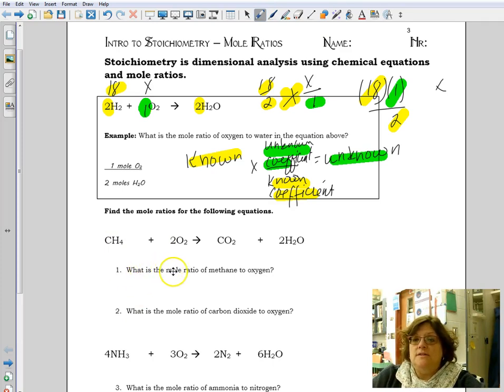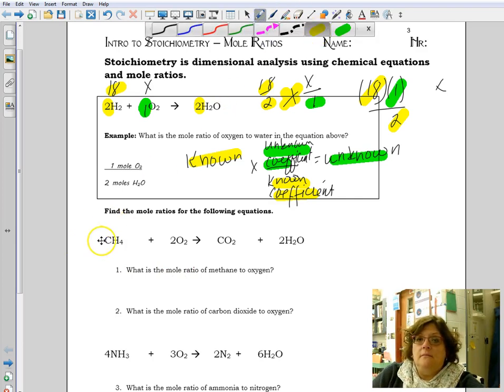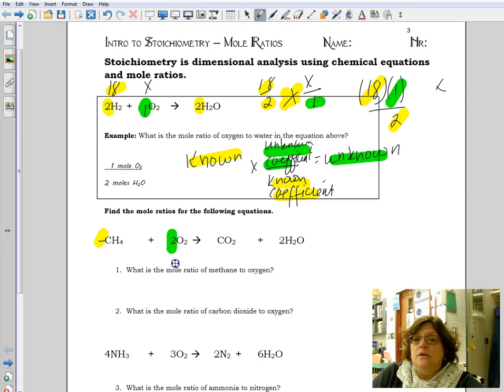The question says, what is the mole ratio of methane to oxygen? Okay, methane is CH4. Oxygen is, of course, O2. So what is the mole ratio of methane to oxygen? We write ratios CH4 to O2. We have a 1 to 2 ratio.